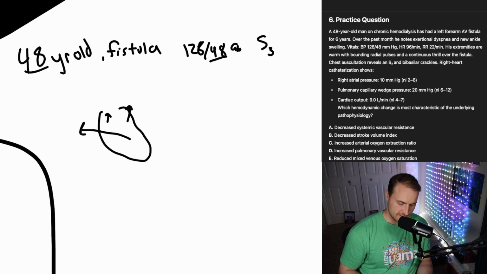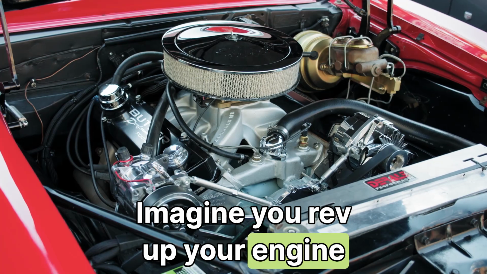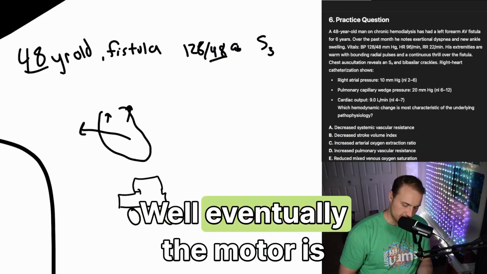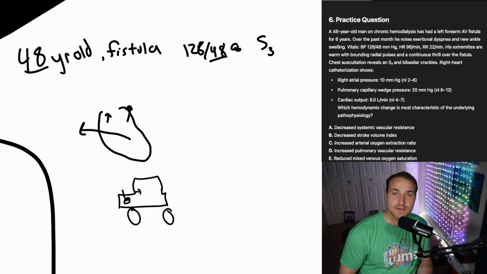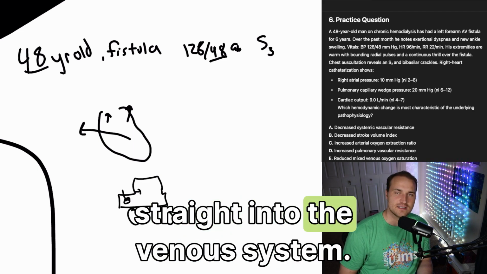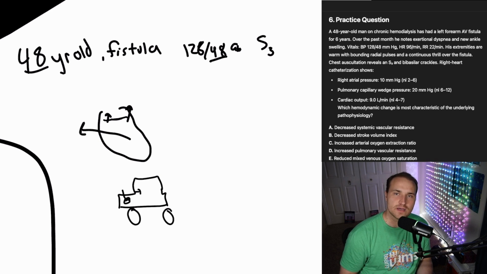Now, the best way to answer this is kind of with an analogy. I'm not a big car guy, but bear with me here. Imagine you rev up your engine every single day at redline. Well, eventually the motor is going to fail. And that's what happens when you have an arteriovenous fistula. It dumps the arterial blood straight into the venous system. And so the mean arterial pressure is going to crash.